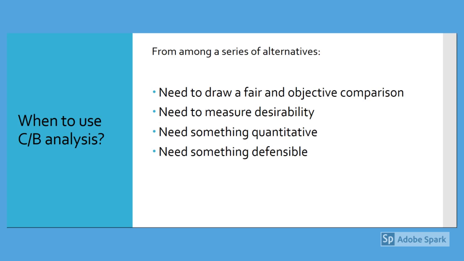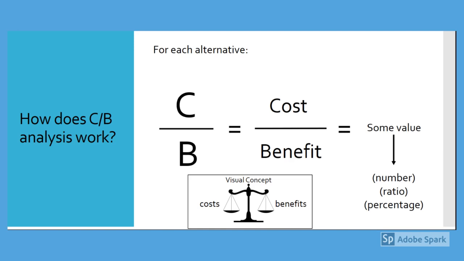When do we use it? Again, when looking at a set of competing alternatives, cost-benefit is helpful when we need to draw a fair and objective comparison between them, provide some measure of desirability, and we want something quantitative. Additionally, it needs a requisite level of traceability so we can go back and defend why one alternative was selected over another. How exactly does it work?